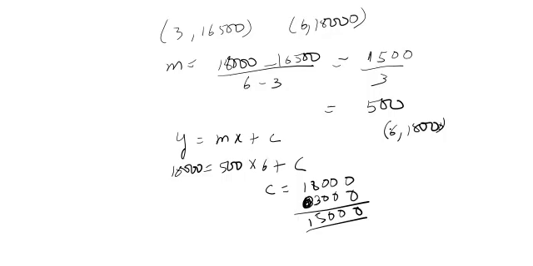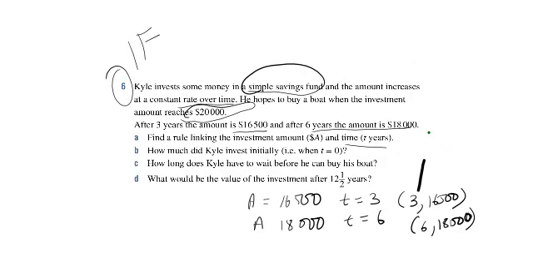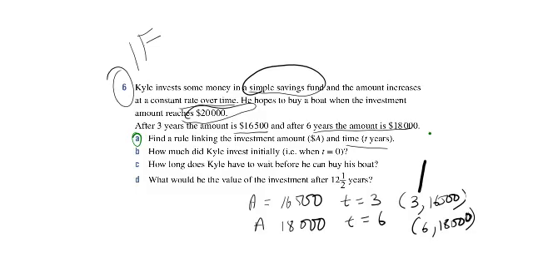Okay, so now you have your equation, which is given as y is equal to mx plus c, or your relationship. So you'll have y is equal to 500 into x plus 15,000. Okay, so that's your A bit answer. So it says find a rule for the relationship. How much did Kyle invest initially?